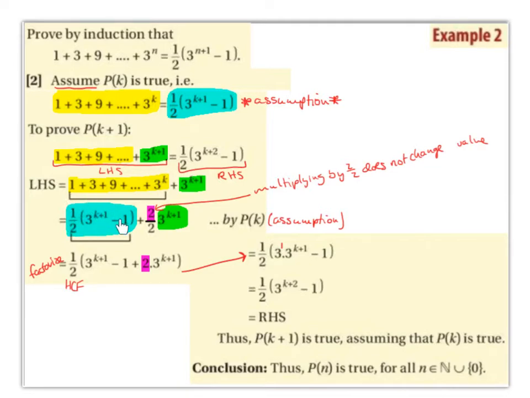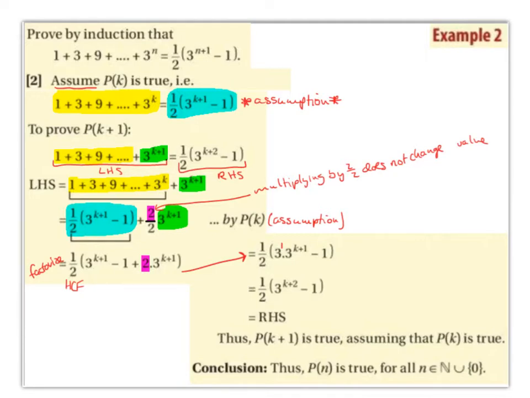Okay, so now our first term is a half times 3 to the power of k plus 1 minus 1. And our second term is 2 over 2 times 3 to the power of k plus 1. So now we want to factorize. So we have to have a look and see what is common to both. Well, there's a half there and 2 over 2, so we're only interested in the denominator. So 2 over 2 is the same thing as 2 multiplied by a half. So we're going to use the half part, the denominator 2. So we've got half as our highest common factor.